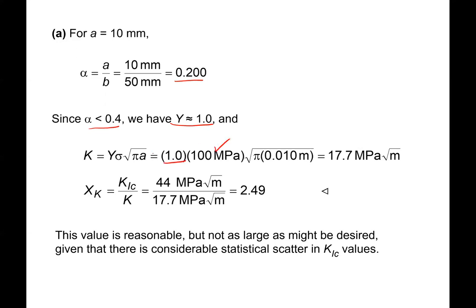We just calculated the 100 megapascal value, and our crack length A is equal to 10 millimeters. So our stress intensity is 17.7 megapascal square root meter, which we compare then directly with the fracture toughness of our material, and we get a factor of safety of 2.5. So our stress intensity that our sample is seeing is 2.5 times less than the toughness of the material.